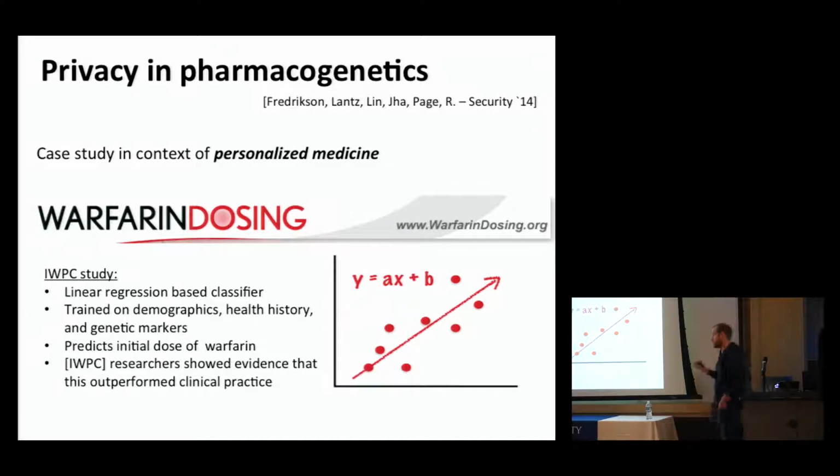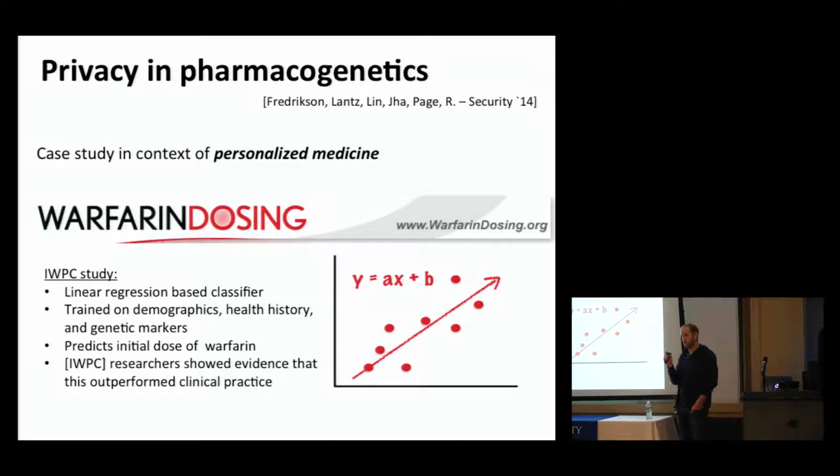They showed that you can basically generate a linear regression-based classifier, something pretty simple that does a good job of predicting the initial dose of warfarin given some genetic information and other health history information, demographic information about a patient. Warfarin is an anticoagulant. It's used to prevent strokes, and it's notoriously tricky to dose.